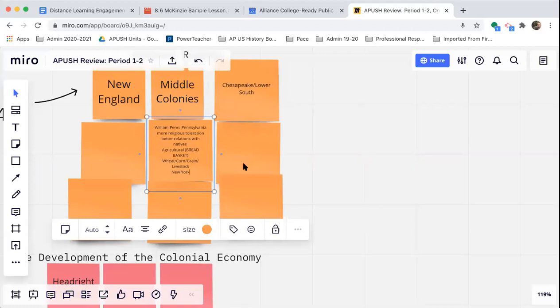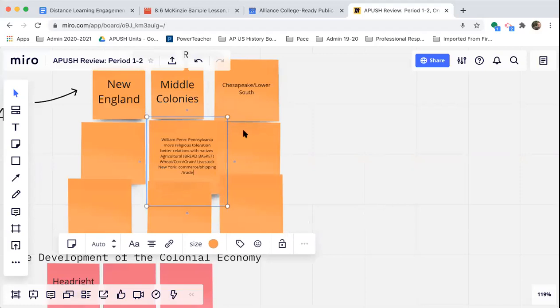New York. Good. And in New York, we see a whole bunch of commerce, shipping, trade, because New York has a big, easy to navigate harbor. All right, middle colonies, we see the most diversity. That's important. Ethnically, religiously, and there's also economic diversity, meaning they have a diverse mixed economy. Some large-scale agriculture for breadbasket stuff, some commerce and shipping and trade, some shipbuilding, very diverse economy.